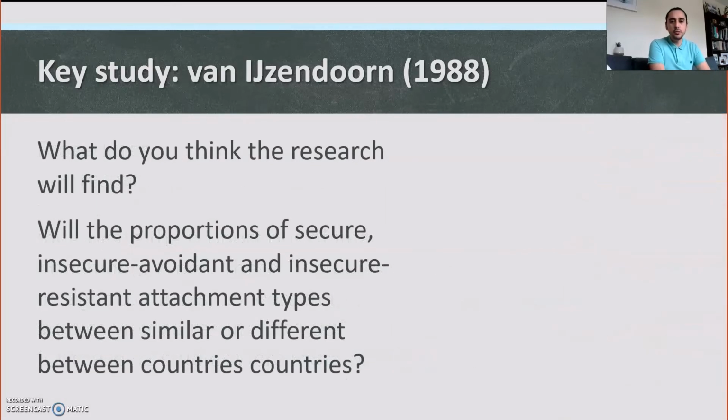What do you think the research will find? Will the proportions of secure, insecure avoidant, and insecure resistant attachment types be similar or different between countries?